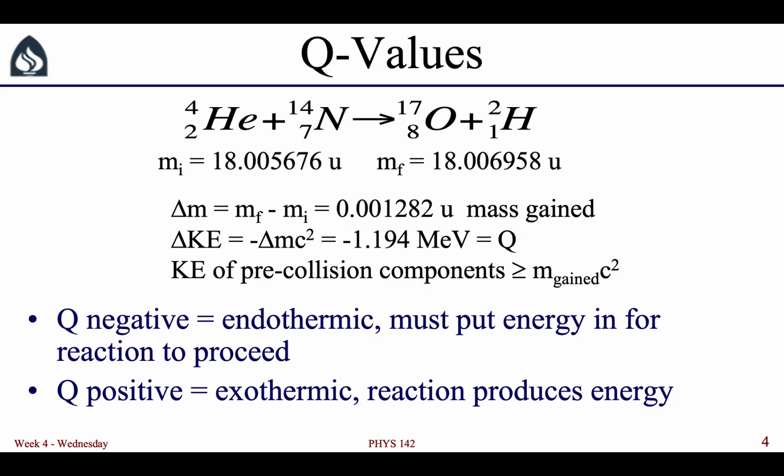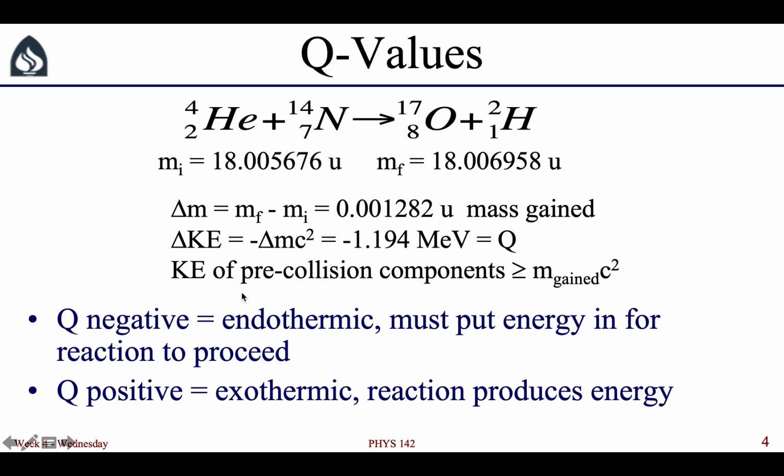Here's another example of a possible nuclear reaction. Here we have a helium nucleus and a nitrogen, and they collide with each other, and then they produce an oxygen and a hydrogen. Once again, we can add together the masses of the reactants and the masses of the products, and we find that mass is gained in this reaction. So what we end up with has more mass than what we started out with. Because of this, the Q value is actually negative, and we have kinetic energy turning into mass.